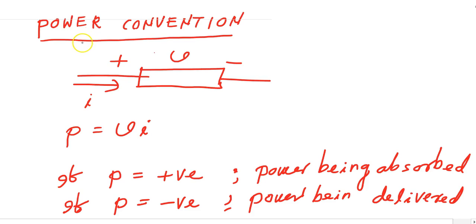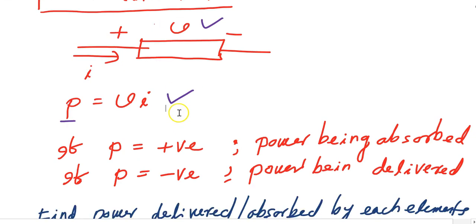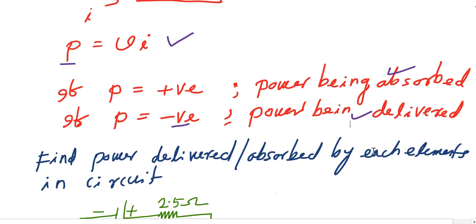We'll discuss power convention. For the element, positive reference current and positive reference voltage, P is calculated as the multiplication of the voltage and current. If P is positive, power is being absorbed. If P is negative, power is being delivered. We'll show it by an example.